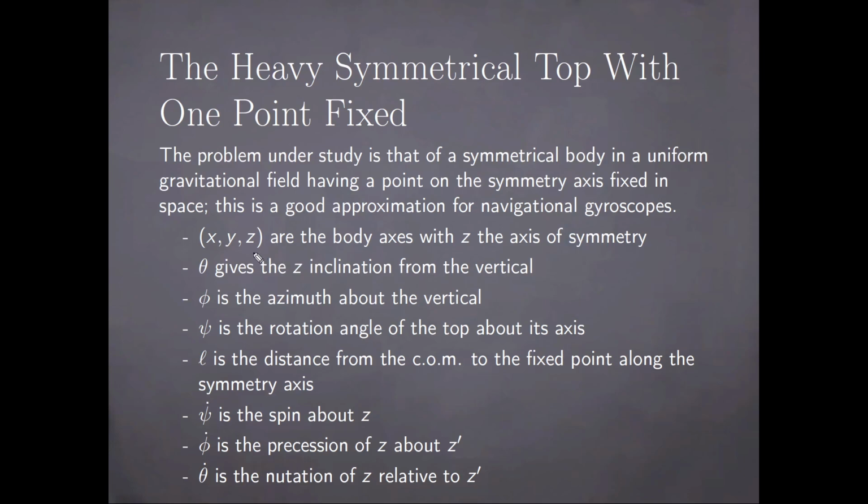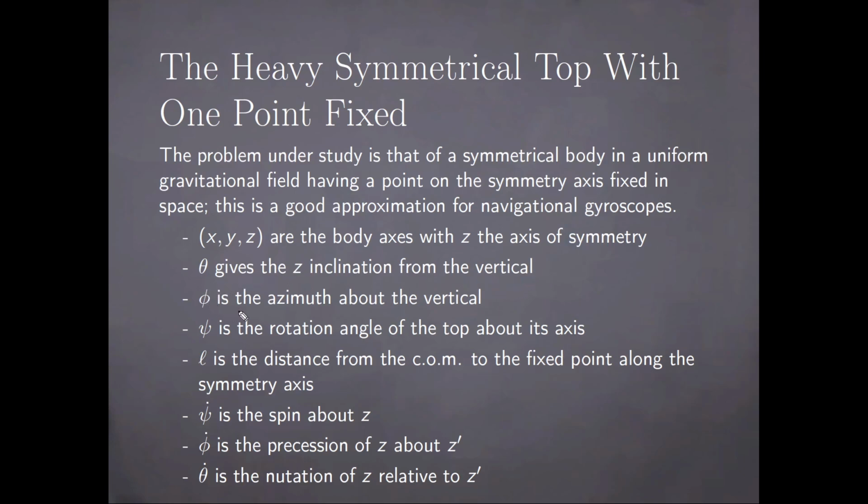And to set up the notations for this problem, I have a list here to go through. So in this particular case, we are going to denote the body set of axes by the directions x, y, z, since we will very commonly refer to these and less so to the laboratory frame. So these are the body set axes with z as the axis of symmetry, and then the Euler angle theta will give the inclination of the figure axis z from the laboratory vertical.